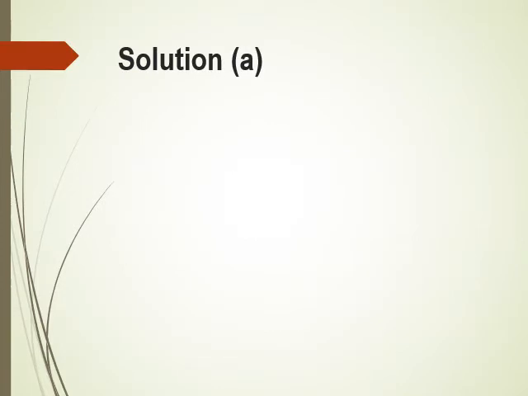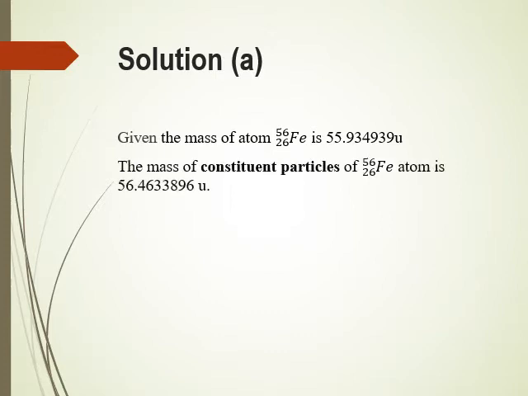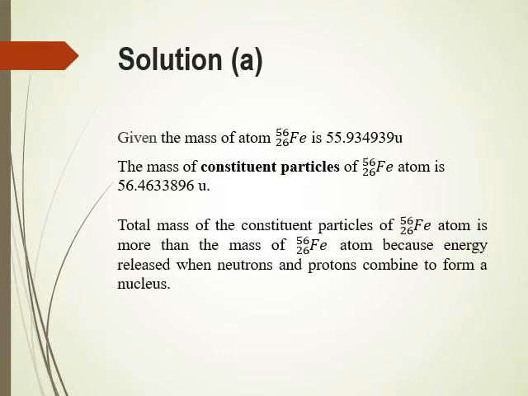Now let us compare the two values, the mass of the ferrum atom and the total mass of the constituent particles of the ferrum atom. The given mass of the atom is 55.934939 u, and the total mass of the constituent particles of the atom is 56.4633896 u. There is a slight difference between these two values. The total mass of the constituent particles is more than the mass of the atom because energy is released when neutrons and protons combine to form a nucleus.